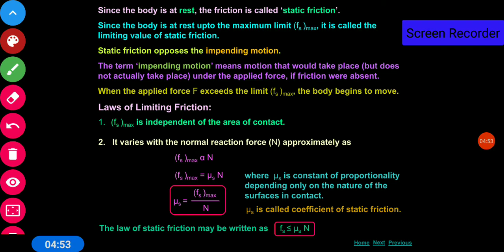The law of static friction may be written as Fs less than or equal to mu s N. That means it is either equal to mu s N or it is less than mu s N.